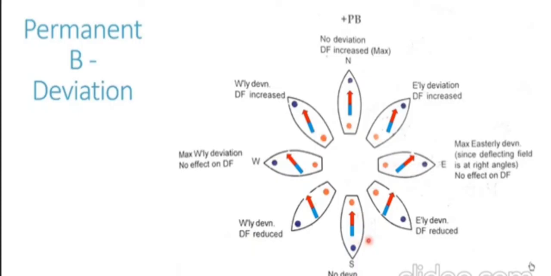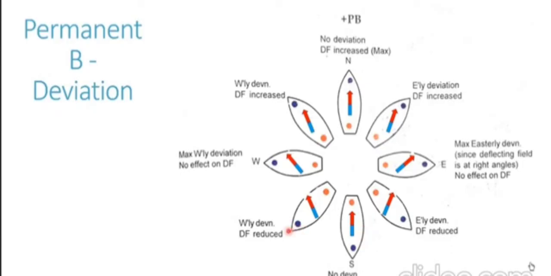If the ship's field was more powerful, it would turn the compass needle by 180 degrees and the needle would start pointing south. But since these poles are much weaker, the magnetism of the ship is much weaker as compared to the magnetism of the earth, they are not able to generate any deviation at all.